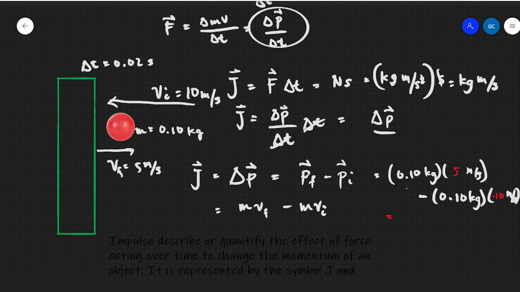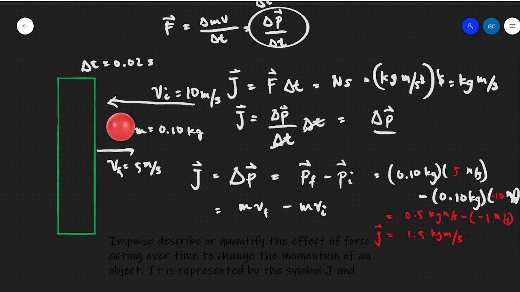So, we will have here 0.10 times 5, so that will be 0.5 kilograms meters per second, minus negative 1 meters per second. So that will be positive. So we will have here 1.5 kilograms meters per second. So that is our impulse. It just means that per second we'll be requiring 1.5 newtons.